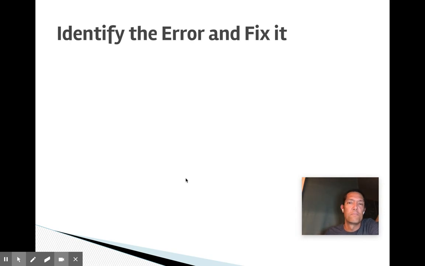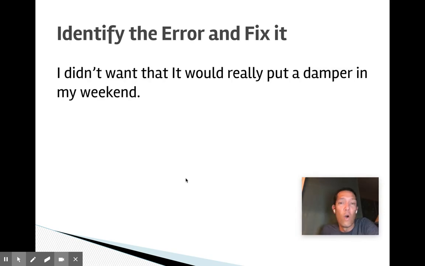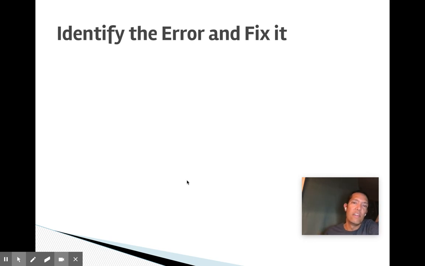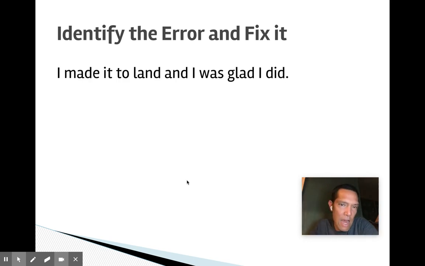All right, last two. I didn't want that. It would really put a damper in my weekend. Pause. Okay, here you have two complete sentences with no punctuation in between. I didn't want that, period. It would really put a damper in my weekend. And then finally, I made it to land, and I was glad I did. Complete sentence, coordinating conjunction, complete sentence, missing the comma. When you have two complete sentences and a coordinating conjunction, you must put a comma in between.